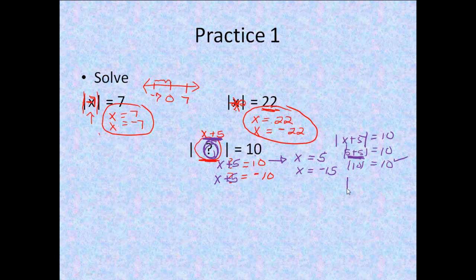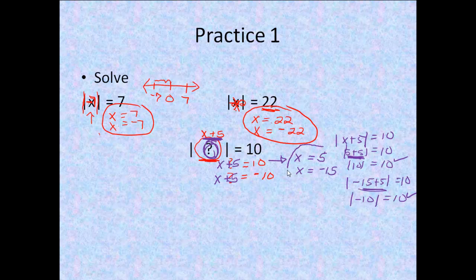Now this negative 15, when I plug that in there, I want to check again. So I've got my grouping symbols, so I need to do the addition here first. Negative 15 plus 5 is negative 10. And I have to ask myself, is the absolute value of negative 10 equal to 10? And that one works also.